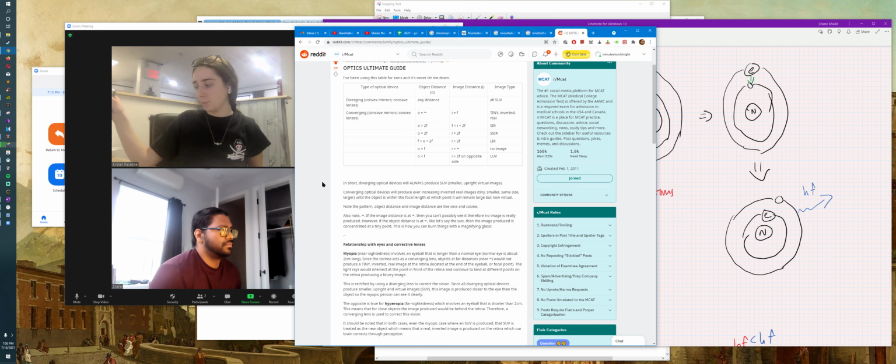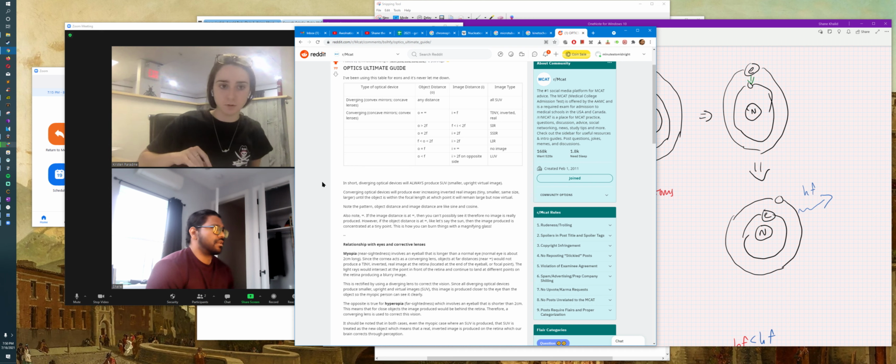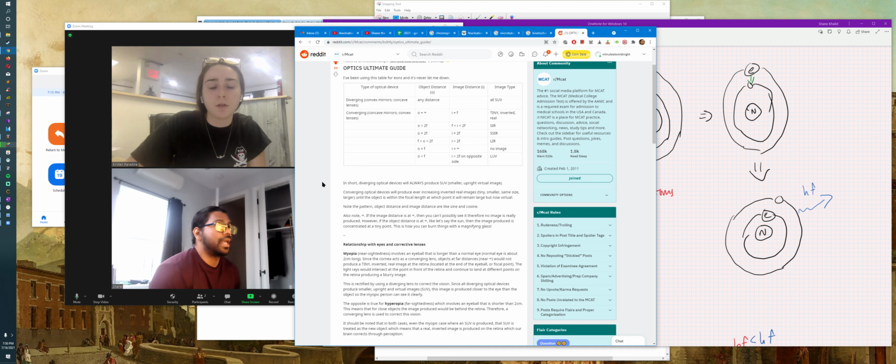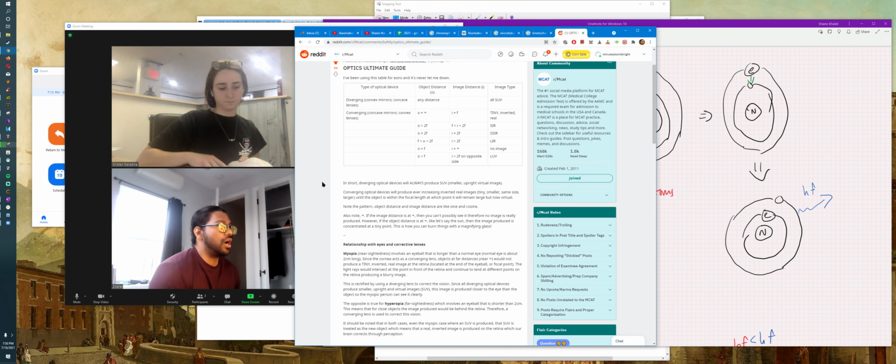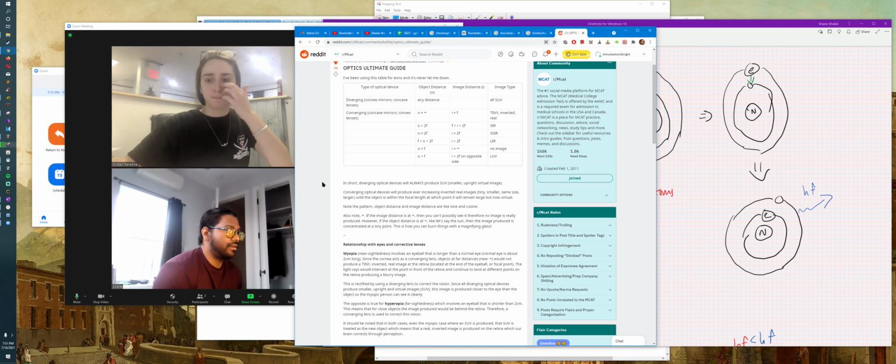But it goes in one ear and out the other, because I feel like it is mostly memory. Like I feel like I have to memorize this. Is there something other than this? It's just the pattern, I guess. Basically, diverging optical devices, whether they're lenses or mirrors, will always produce a smaller upright virtual image. Yeah, I kind of remember that, virtual images are always going to be upright.